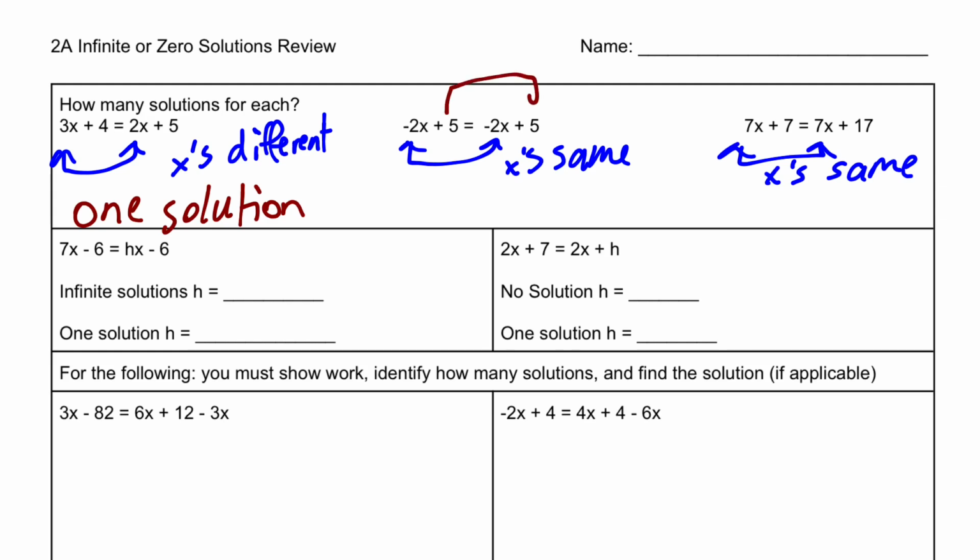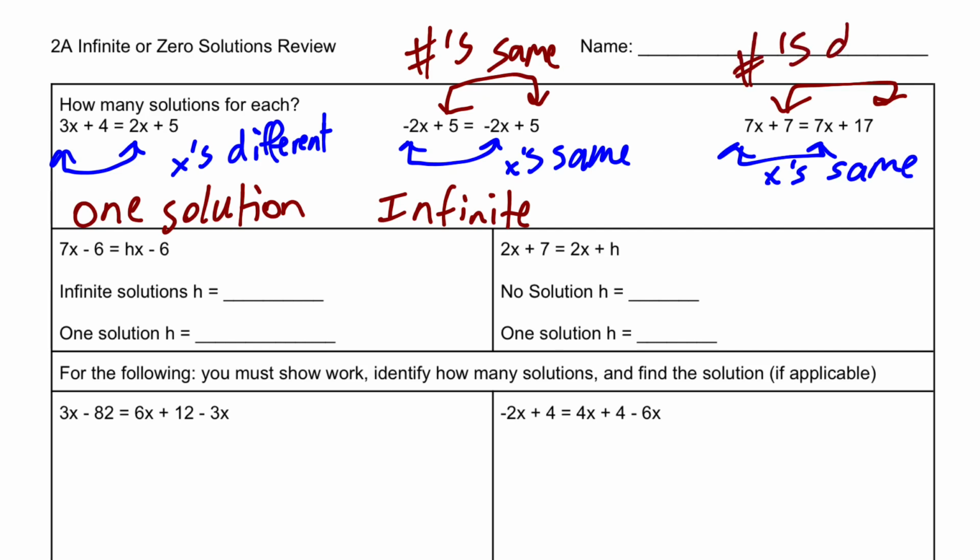For this next one, the constants are the same. The numbers are the same. So we're going to call this infinite solutions. Doesn't matter what you plug in, it's always going to be true. Notice here, the constants are different. And because of that, it doesn't matter what you plug in, it's never going to work. We're going to write 0 solutions.